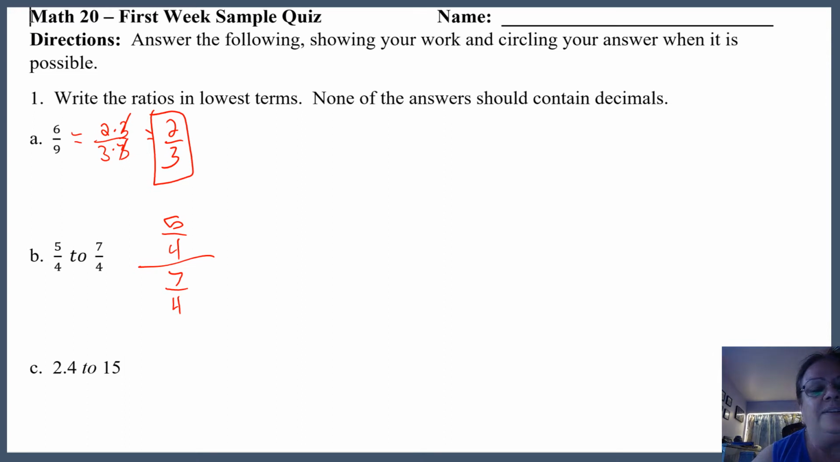All right, so now I can flip and multiply. 5 over 4 times 4 over 7. The 4's cross out. I'm left with 5 over 7. Pretty easy.